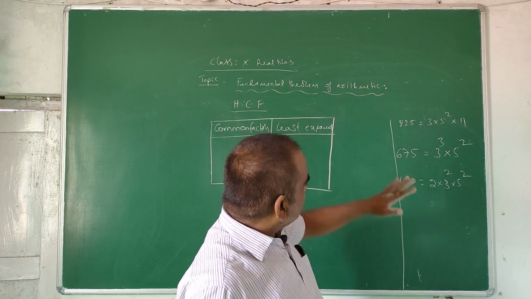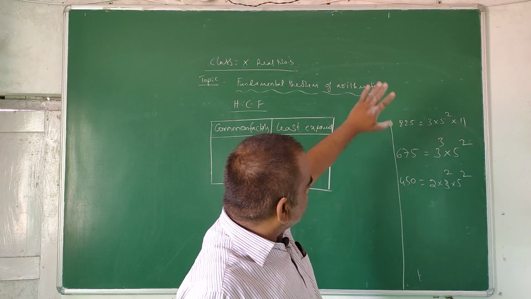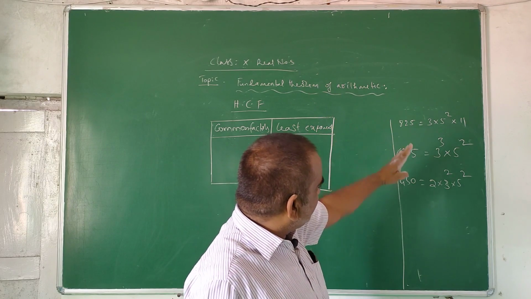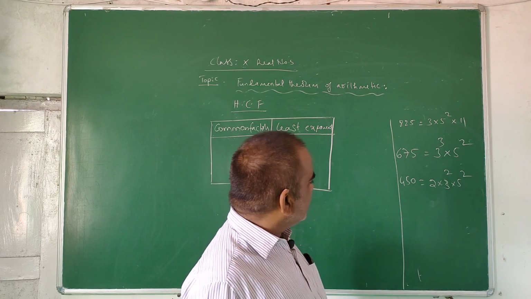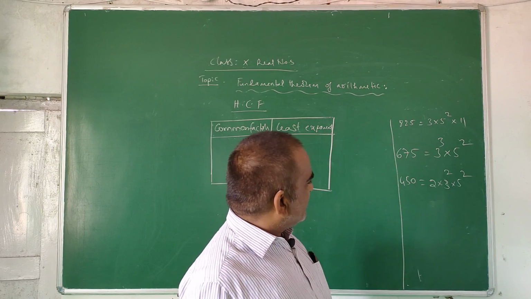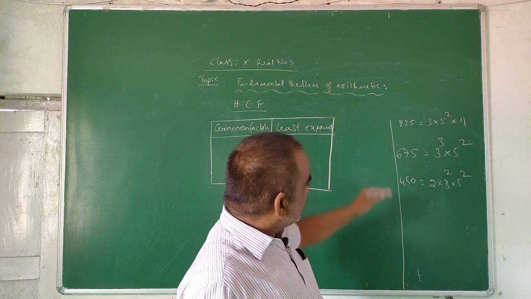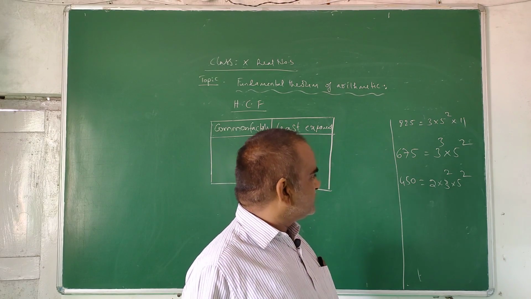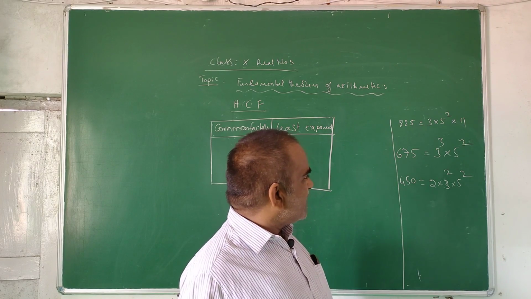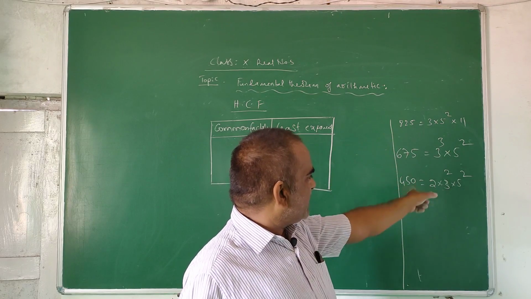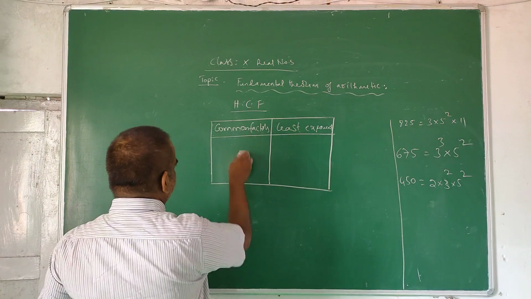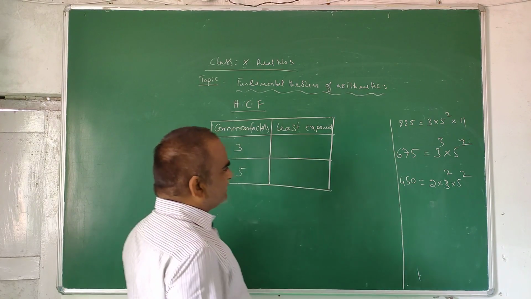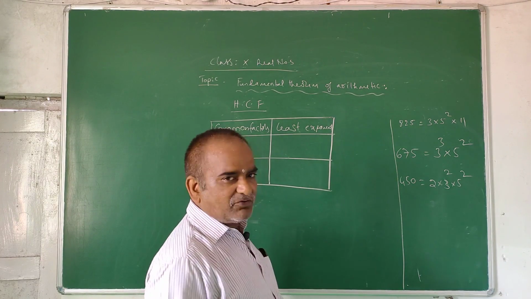Now you see what are the common factors you are seeing. You are seeing 3, in every prime factorization 3 is there. In all the 3 prime factorizations you are seeing 3. In all the 3 prime factorizations you are seeing 5. That's it. So only 3 and 5 are in every prime factorization. So you pick up 3 and 5 only. And for them, what is the least exponent you have to see?